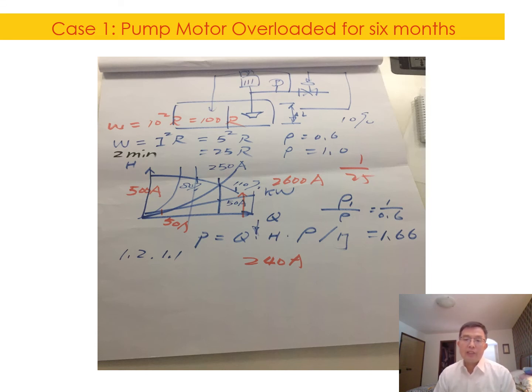So P1 divided by P equals lambda 1 divided by lambda. So it's 1 divided by 0.6. Now the new power needed is 1.6 times. So it means the power needed increased 66%, right? Now we found the root cause quickly: the density change causes the motor power increase, right?